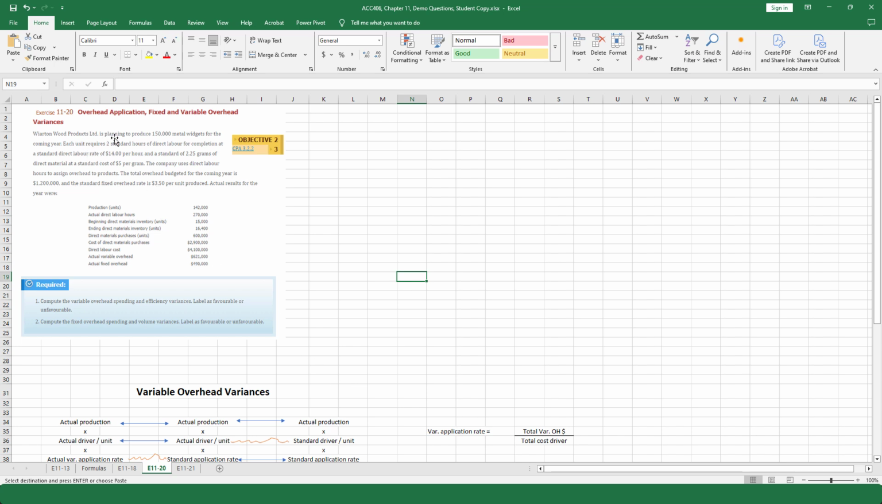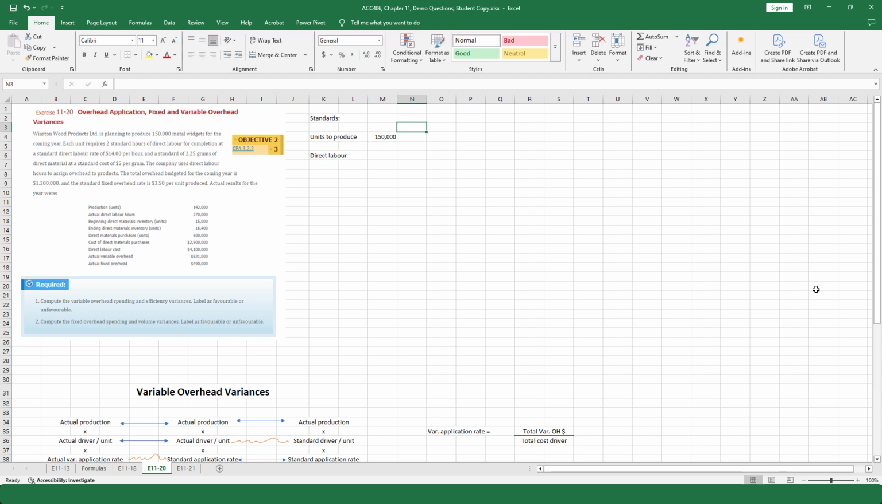So we've got this company and they're planning to produce 150,000 metal widgets. Widgets is just a name for small mechanical devices. So I'm going to start with my standards. And I know the standard units to produce. What we're planning is 150,000 units. Each unit requires 2 standard hours of direct labor. I'm going to put that in direct labor.